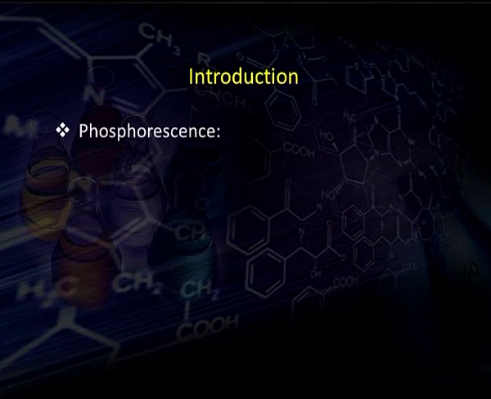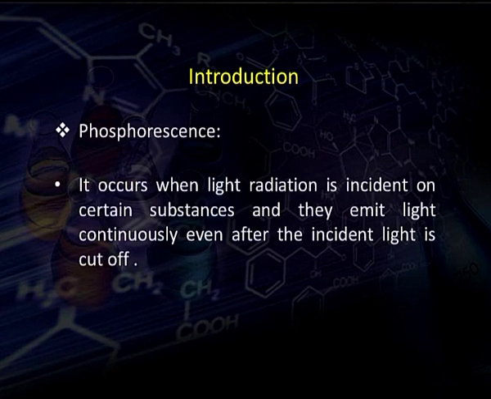The second type of luminescence is phosphorescence. It occurs when light radiation is incident on certain substances and they emit light continuously even after the incident light is cut off. So, this is the difference between fluorescence and phosphorescence.